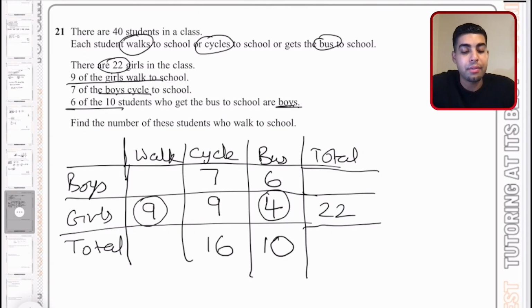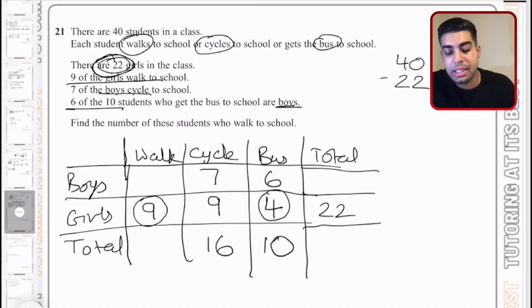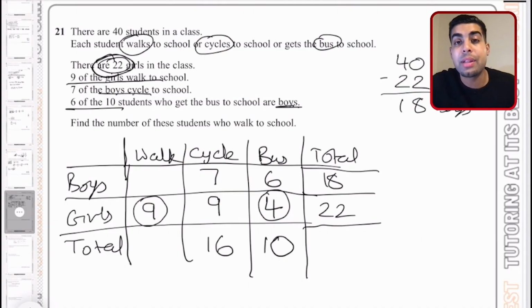So now we need to find out the total number of boys. If we know that there are 22 girls in the class and there is 40 in total, I'm going to simply do 40 take away 22, which gives me 18. And again, this is your girls and this is your boys and this is your total. So now I know that boys are 18, and we know that there are 7 boys that cycle and 6 boys that catch the bus. So I'll add that together. 7 plus 6 is 13, and then I'll subtract it from 18, which gives me 5.